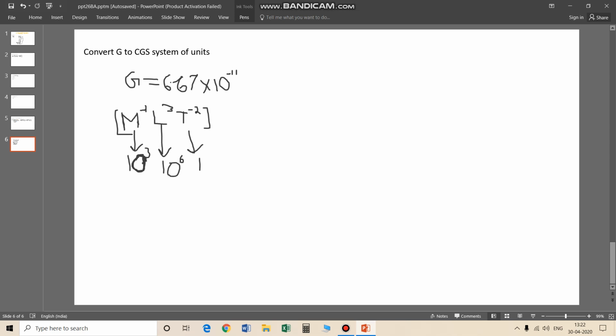Now, if we convert this to the CGS system, multiply this by 10 cubed and 10 to the power 6, which is 10 to the power 9. Multiplying this with 10 to the power 9, we get 6.67 into 10 to the power minus 2. This is the answer of the question.